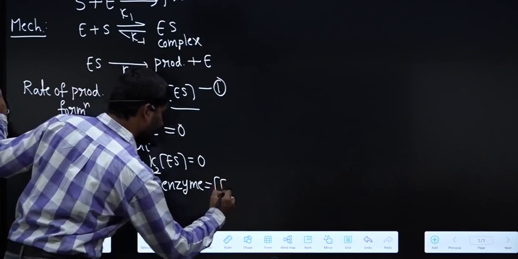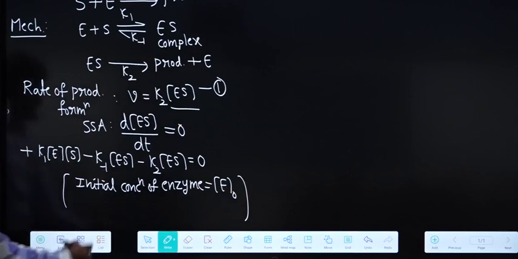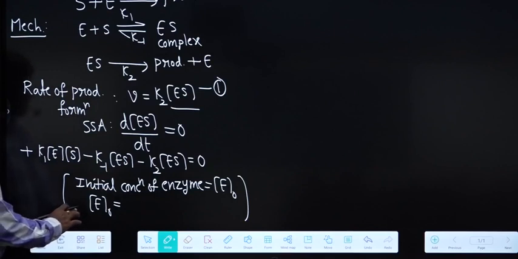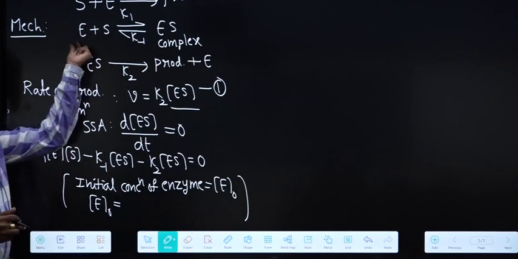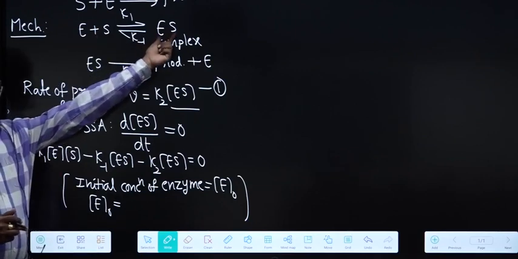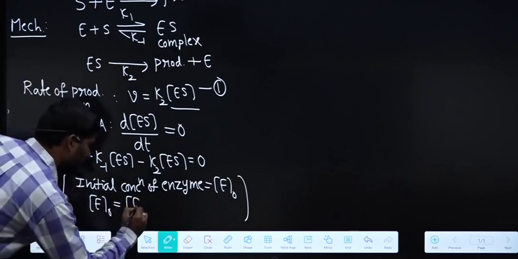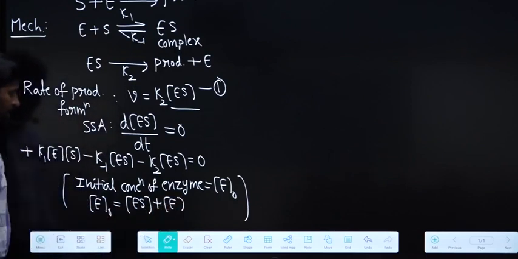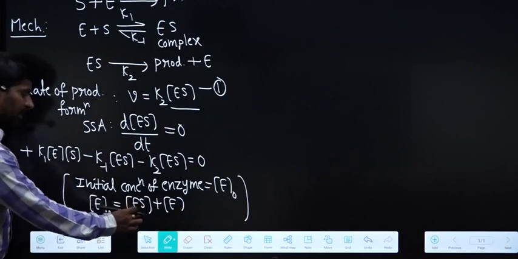If you consider the initial concentration of enzyme as E naught, some of the enzyme may undergo binding with substrate to form enzyme substrate complex. So some of the enzyme exists in the form of enzyme substrate complex, and the remaining may be unreacted enzyme. So the initial concentration of enzyme we can write with respect to ES as ES plus E.